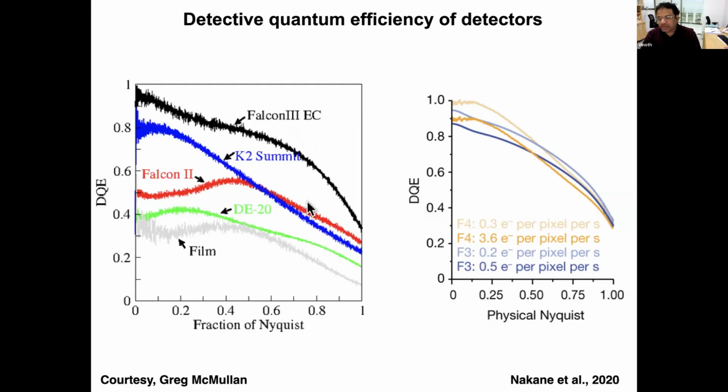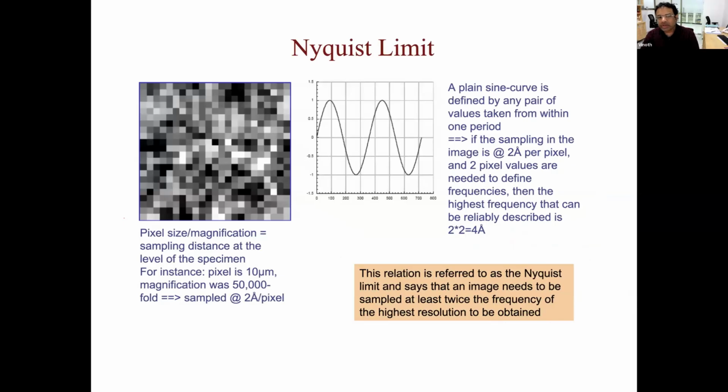But what is more important, irrespective of the detector, is the amount of electrons you deposit per pixel per second. So here is an example which again Greg did as part of this high resolution structure. If you use, in this light orange here, a smaller dose per pixel per second, you will find that the DQE is better both for Falcon 3 and Falcon 4 than the one with higher dose. So this is very important, and it doesn't matter if it's Falcon or K2 or another direct electron detector. So this is an important parameter, which again I will explain in a couple of slides.